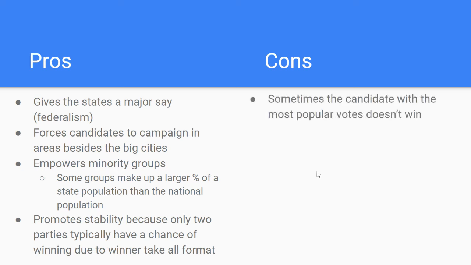There are some pretty hefty cons, though, too. Sometimes the candidate with the most popular votes doesn't win. And this is obviously confusing to people. This has happened a handful of times in our country's history. In 1824, 1876, 1888, 2000, and 2016, five times in our country's history, the candidate that won the most popular votes from the people didn't win the electoral college.